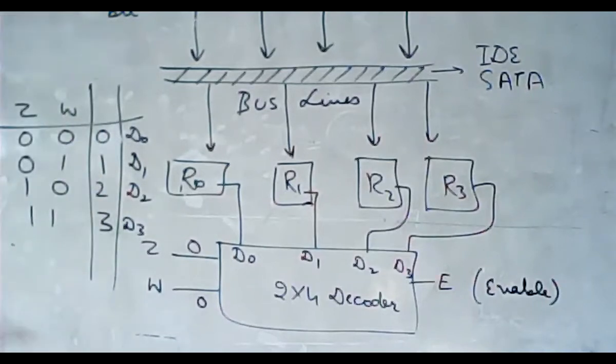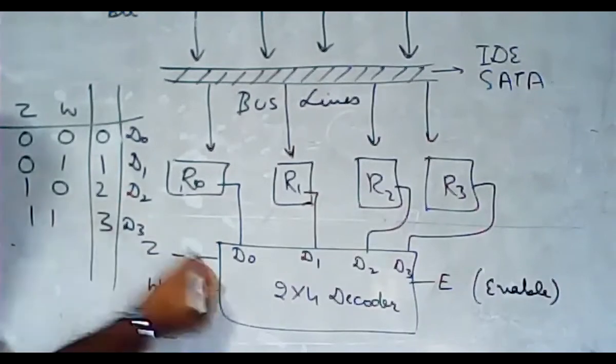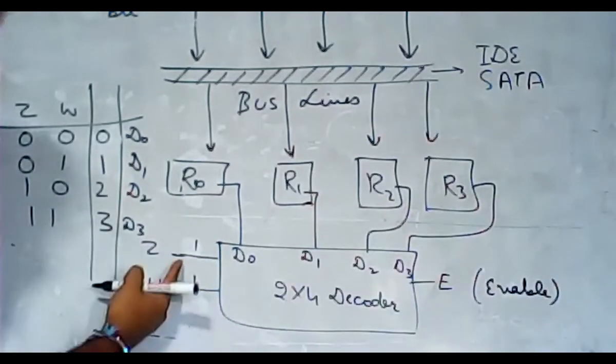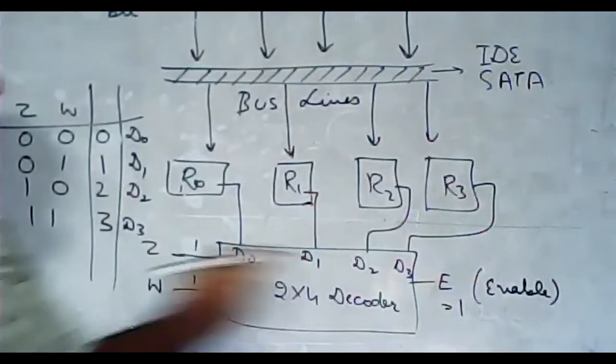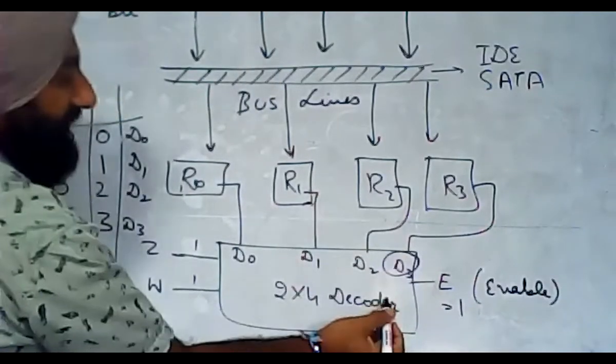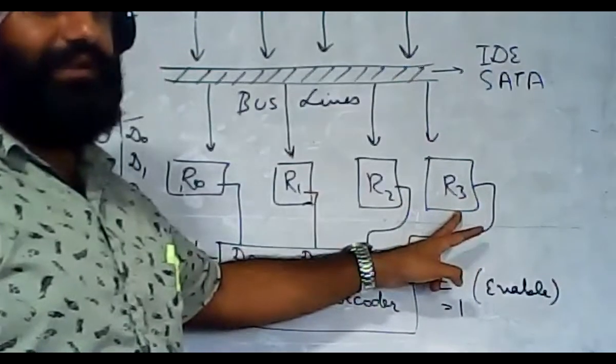So if I pass 1, 1 over here, by enabling E equal to 1, D3 will be activated. It means that from the bus, R3 is reading the data.